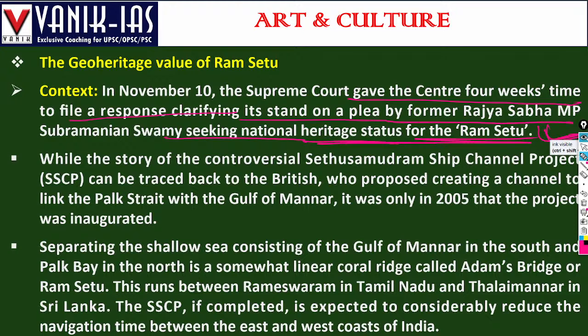The story of the controversial Sethusamudram Ship Channel Project, SSCP, can be traced back to the British, who proposed creating a channel to link the Palk Strait with the Gulf of Mannar. It was only in 2005 that the project was inaugurated. It separates the shallow sea consisting of the Gulf of Mannar in the south and Palk Bay in the north.